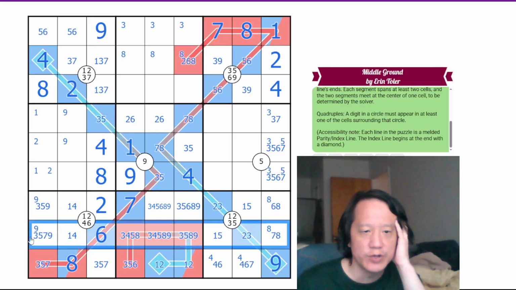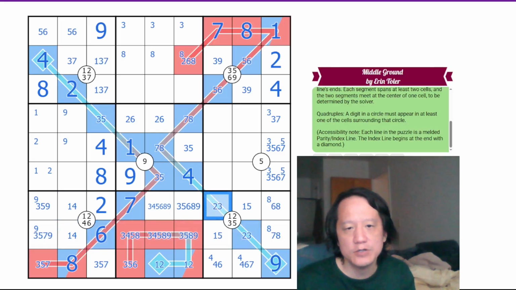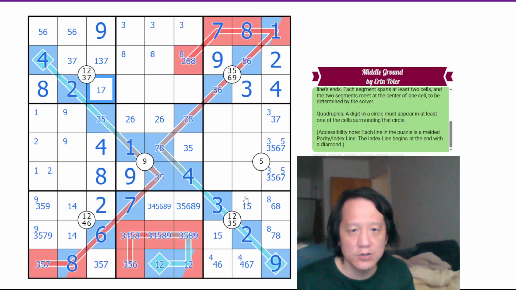Where is the 2, actually? 2 eliminates 2 here, so that's 3 and 2. 3 eliminates 3 here, so that's 9 and 3. 3 eliminates 3 there.